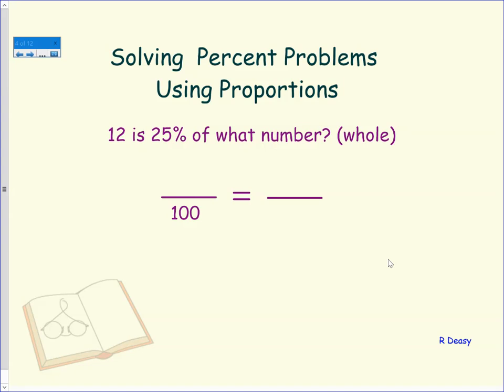Is this not the same one? It's worded a little bit differently. 12 is 25% of what number? So set up your proportion. Yes, sir. Is it? Okay. Yeah, I'll get you a new one.